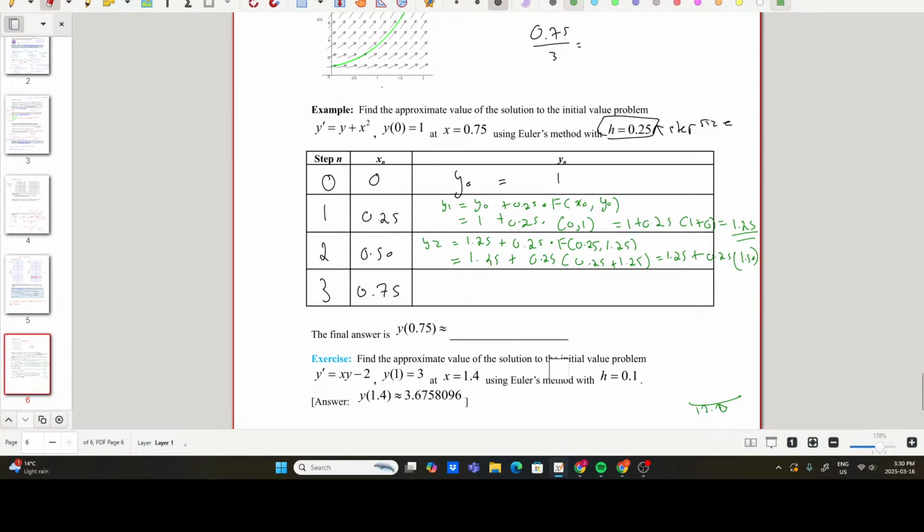What am I doing? Just plug into a calculator. I don't know what I was doing here. So 1.25 plus 0.25 times 1.50. That is 1.625. Where is my pad? Oh, 1.625, I think.